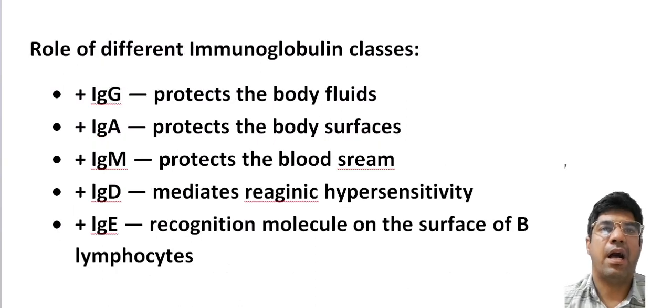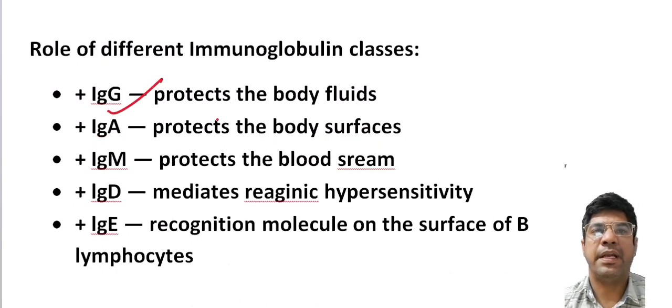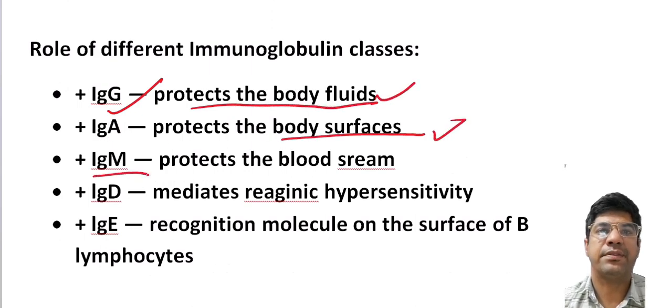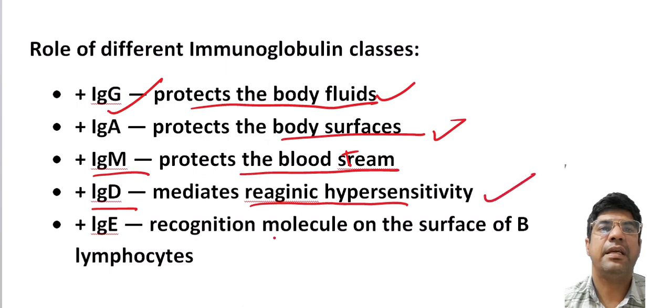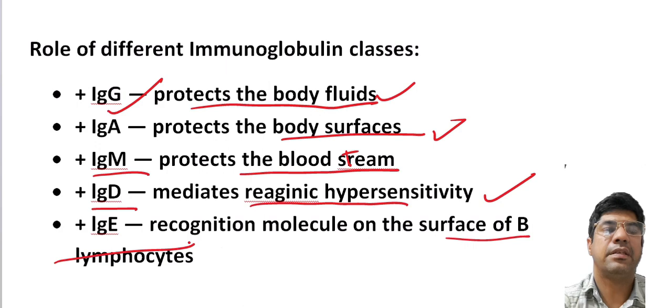So IgG, remember, protects the blood fluids. IgA protects the body surfaces. IgM protects the bloodstream. IgD mediates the reagent hypersensitivity. And IgE, its molecule is on the surface of the B lymphocytes.